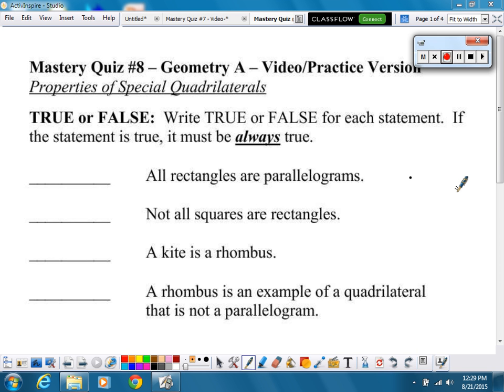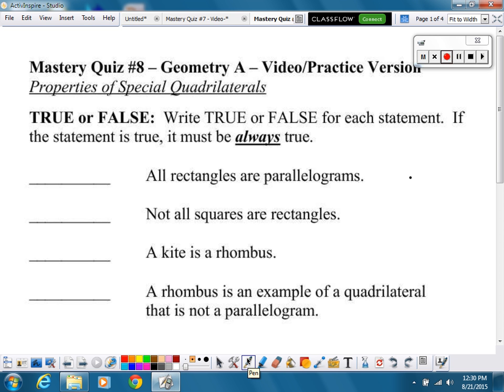Hello everybody. Mastery quiz number 8 for geometry has to do with special quadrilaterals and the properties of such shapes. Lots of stuff to remember, easy to get confused. So here all we're answering is true and false. In my little video here, all we're going to be doing is basically talking quite a bit and answering true or false, so hopefully you can follow along. Hopefully I don't confuse you.